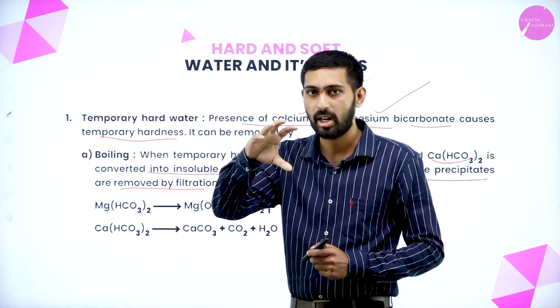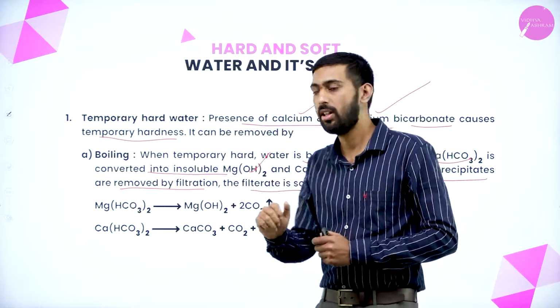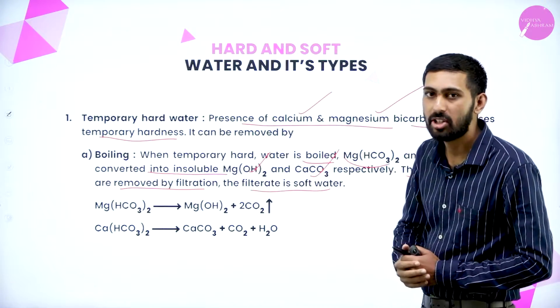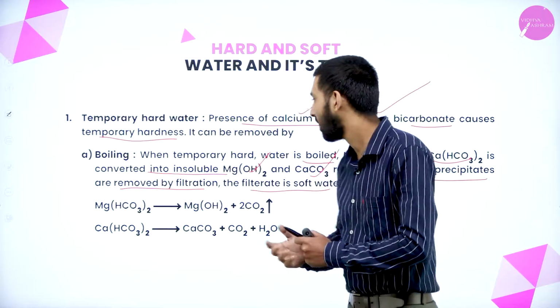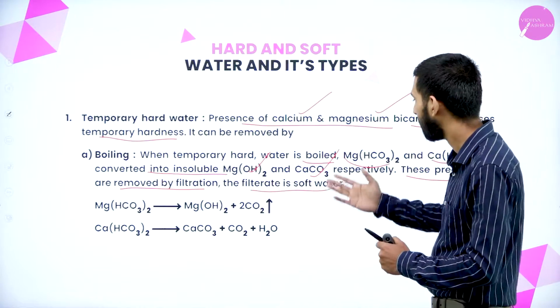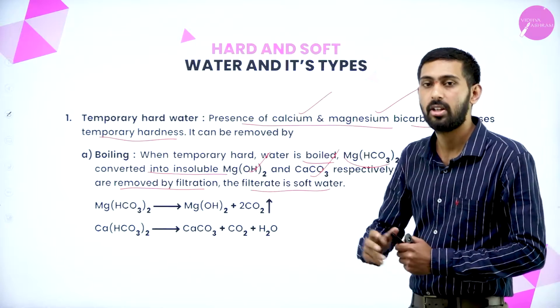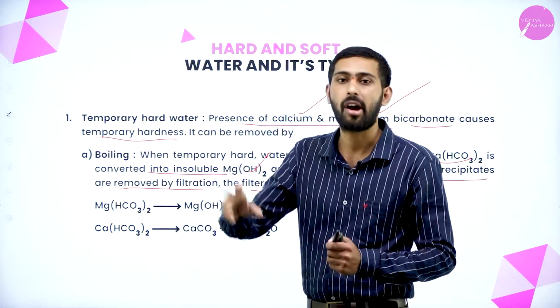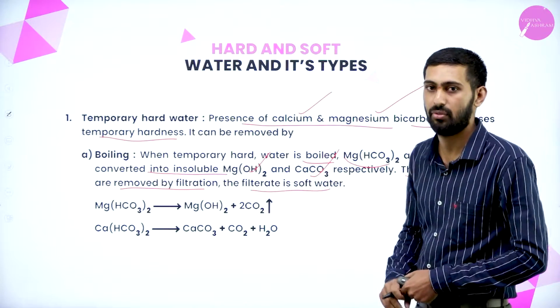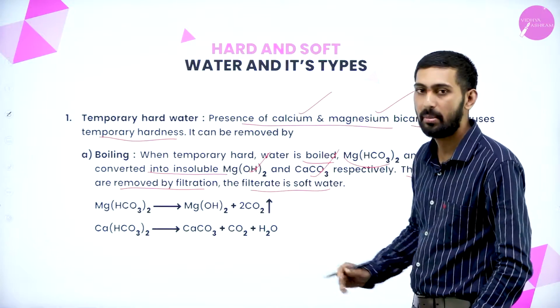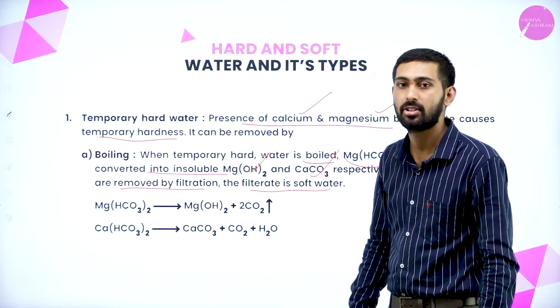Temporary hard water contains magnesium and calcium bicarbonates. When you boil that water, what will happen? It is converted into magnesium hydroxide and calcium carbonate. So after you boil, what you have to do? We have to filtrate that water. When you filtrate the water, you will get soft water. This is the first method for removing the temporary hardness of water.